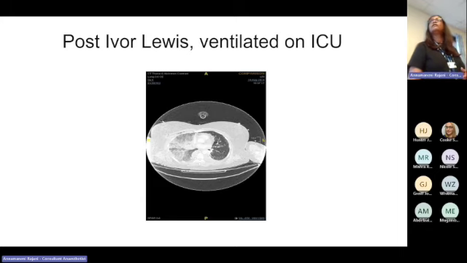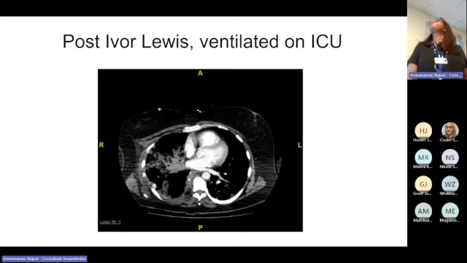Would we be able to make the image a bit larger by maximizing this? Where is that? On the top right of the screen. Okay.